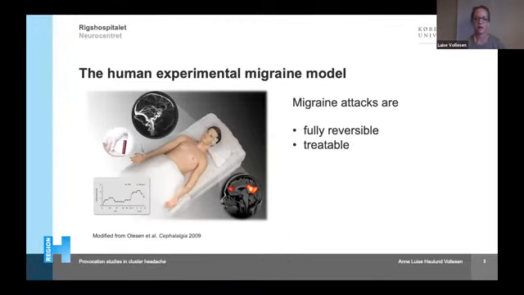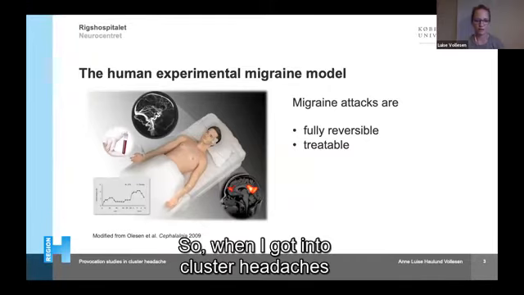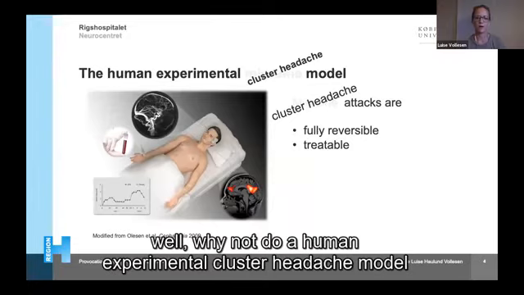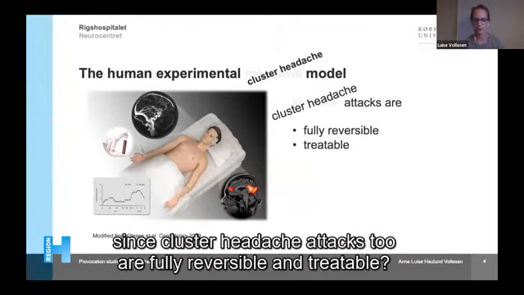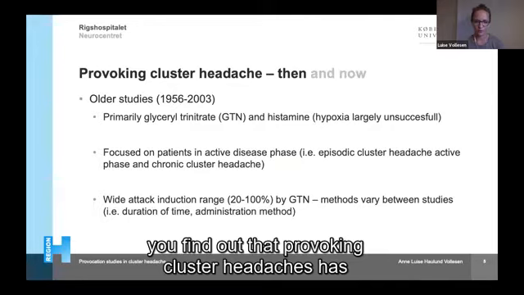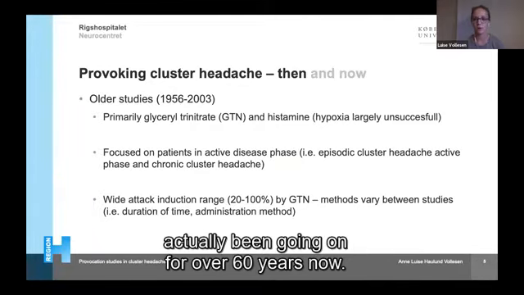We can look at whatever phase of the attack is interesting to us. So when I got into cluster headache, and when we were talking about what projects to do, we thought, well, why not do a human experimental cluster headache model, since cluster headache attacks too are fully reversible and treatable. And then going back into the literature, you find out that provoking cluster headache has actually been going on for over 60 years now.